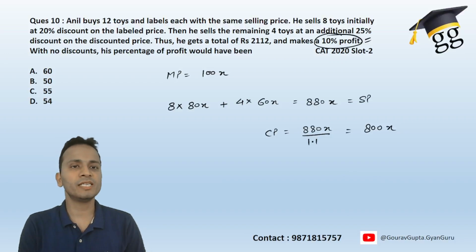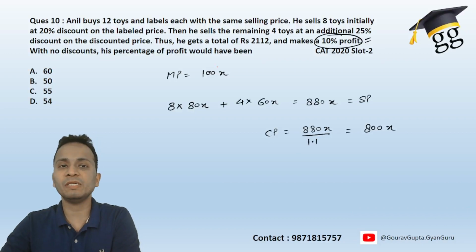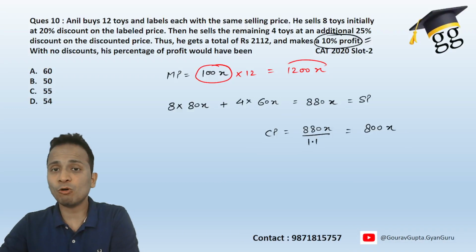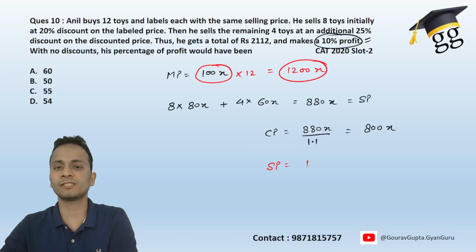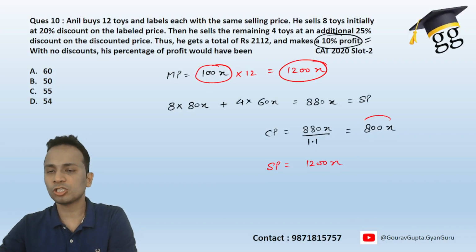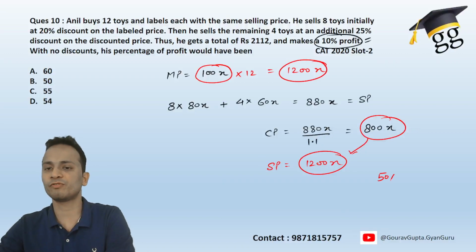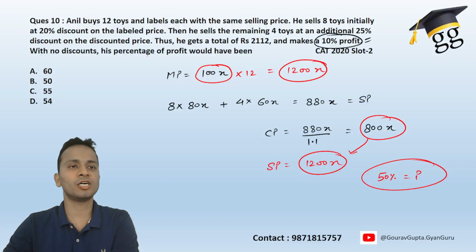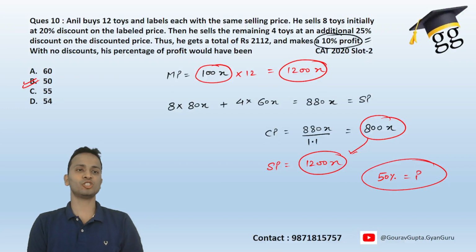With no discounts, his percentage of profit would have been. Now, without any discount, that means he's selling each toy at 100x. So that means total mark price will be 1200x. And without any discount, 1200x will become the selling price. So if selling price is 1200x, cost price was 800x, then you can clearly see that there is a profit of 50%. Okay, so the profit percentage when there are no discounts will be 50%, and the correct answer is option B.